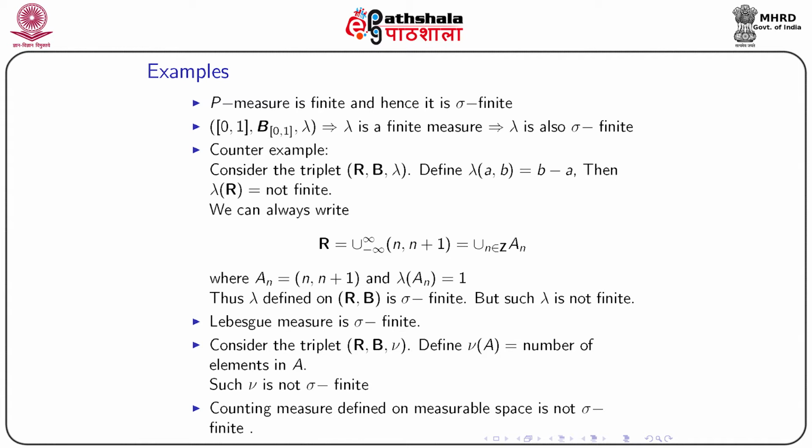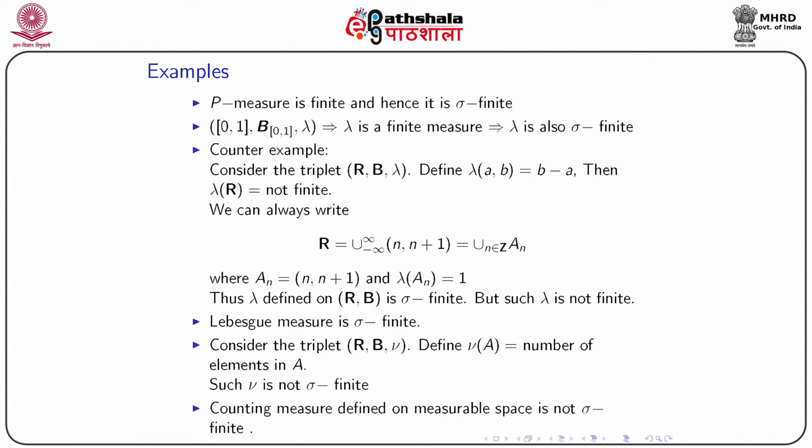This is finite. Thus lambda defined on (R, B) is sigma finite, but such lambda is not finite. So this gives the counterexample which says that even if a measure is sigma finite, it may not be finite, because we have already shown that lambda of R is not finite. Lebesgue measure is sigma finite.